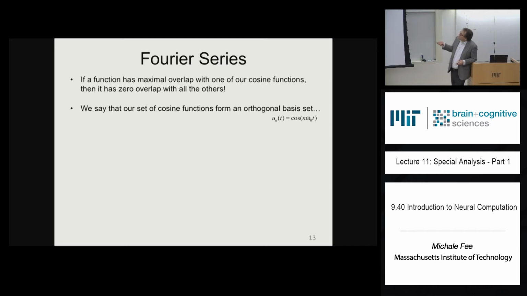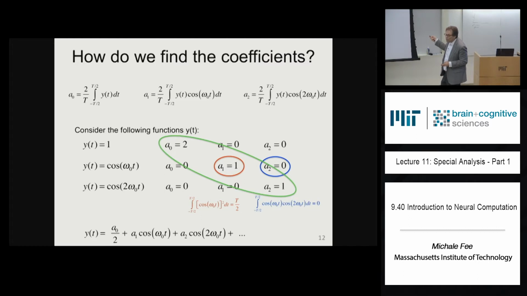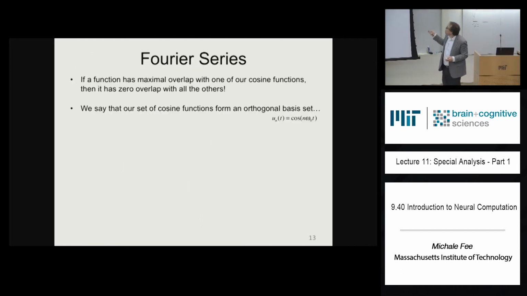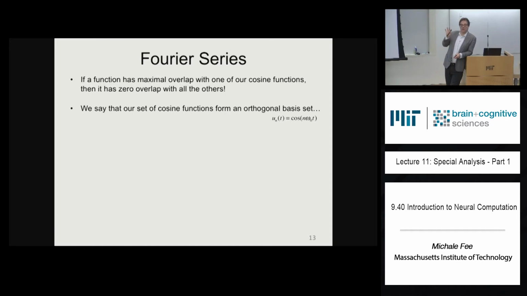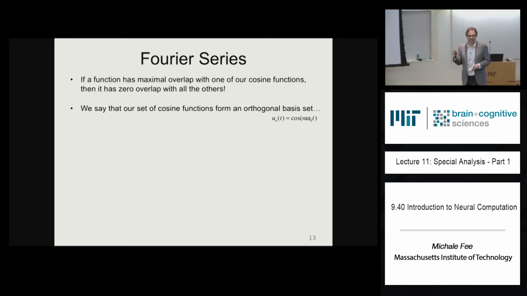And we can say that that set of cosine functions, cosine omega naught t, cosine 2 omega naught t, forms what's called an orthogonal basis set. We're going to spend a lot of time talking about basis sets later, but I'm just going to throw this word out to you so that you've heard it. When I come back to the idea of basis sets later, you're going to see this connection.